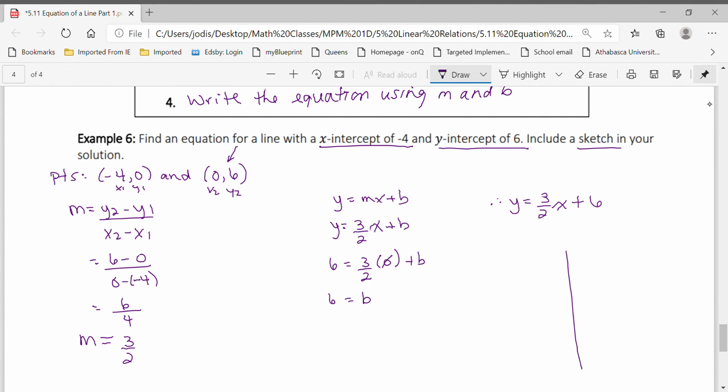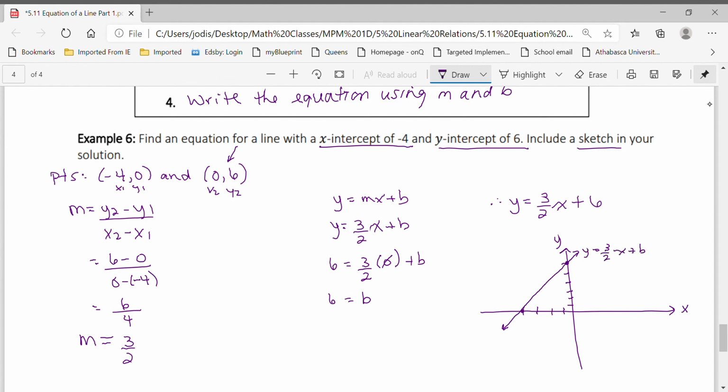And they also wanted us to include a sketch. So this is x, this is y. I need my y-intercept has to be 6. So 1, 2, 3, 4, 5, 6. And put my dot. And my x-intercept was negative 4. 1, 2, 3, 4. And draw a line. Y equals 3 over 2x plus 6.